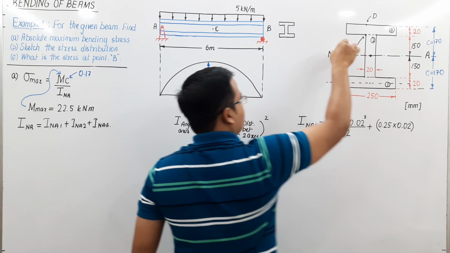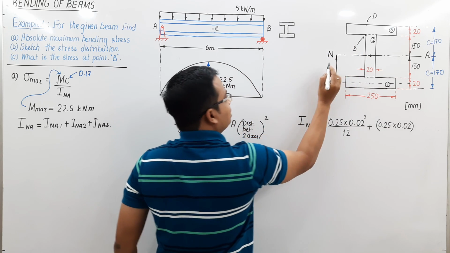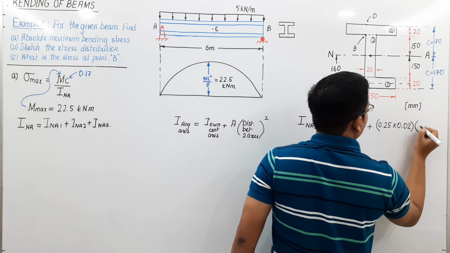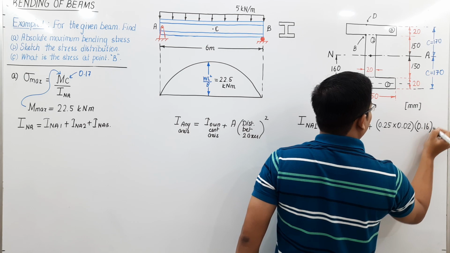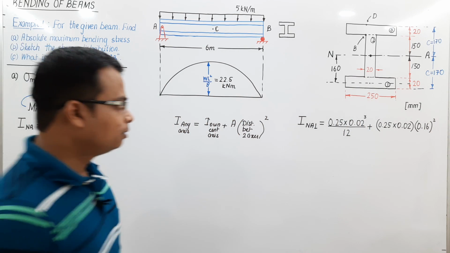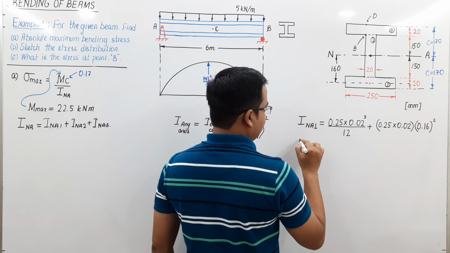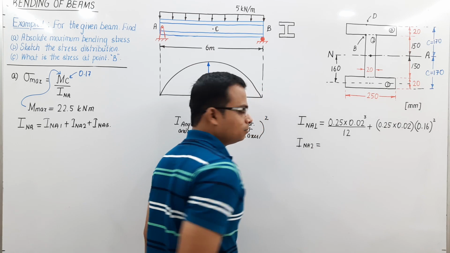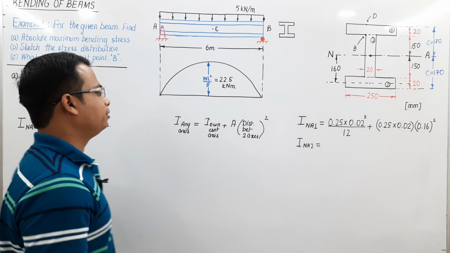How much is this? 150 plus this is 10, this is going to be 160. So let me write it over here. This is 160, so 0.16 and its square. Then the I_NA2 calculation, that is pure mathematics, I don't want to get into that stuff.